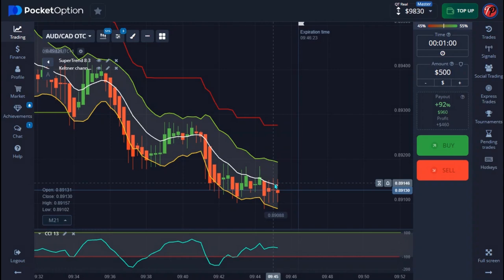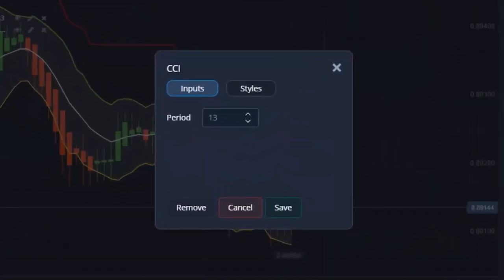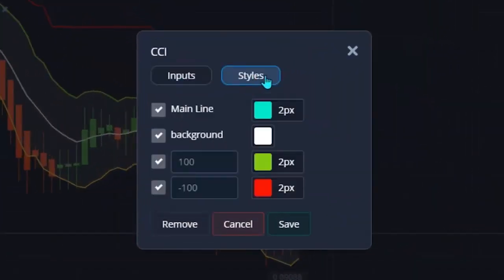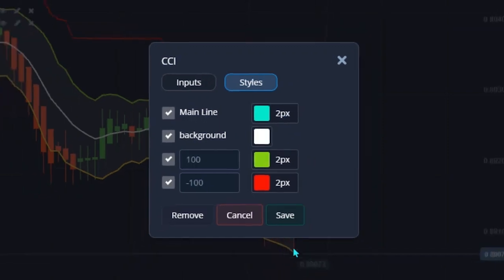The last indicator I use is CCI, with a period of 13. On the styles over here, those are the colors I use, and I make sure I set all the lines to 2 pixels. That's pretty much all you have to do. When you're done, you hit save.